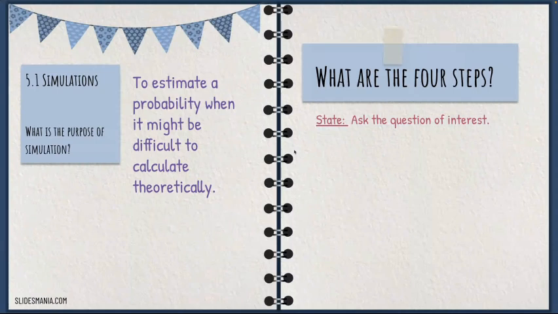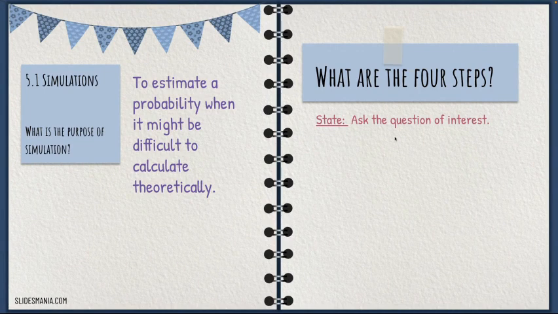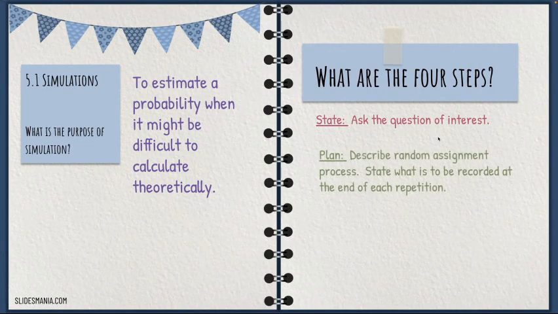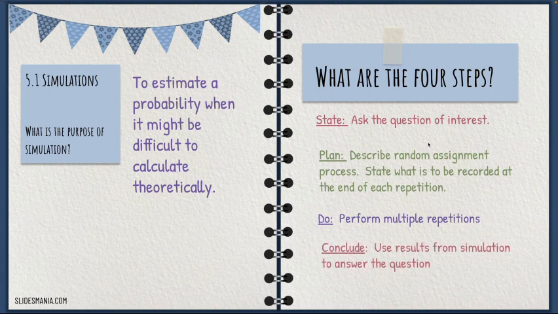Okay, so what are the four steps? We have State: ask the question of interest. So what are we interested in finding? Plan: describe the random assignment process. State what is to be recorded at the end of each repetition. Do: perform multiple repetitions. And Conclude: use results from the simulation to answer the question.